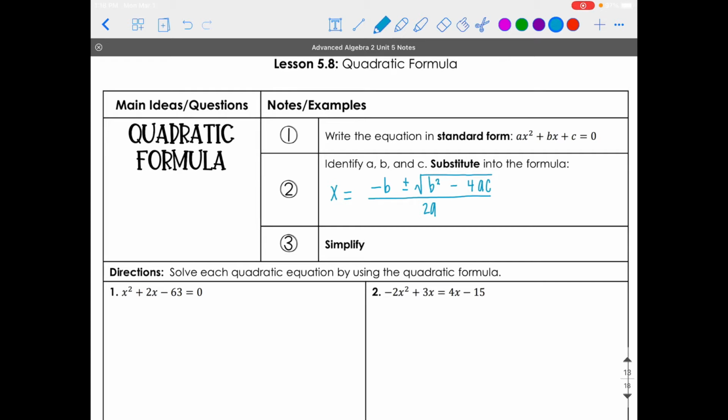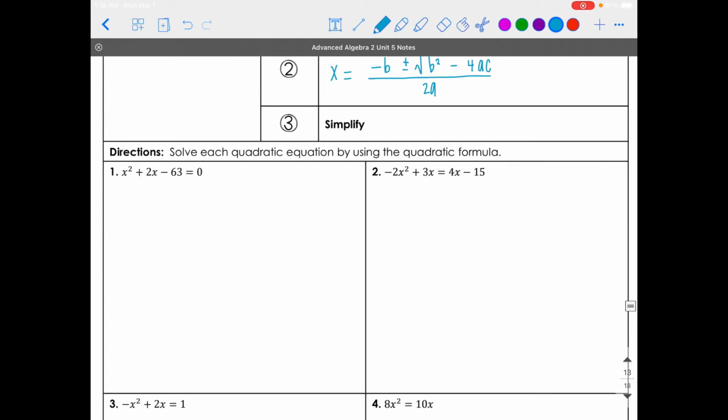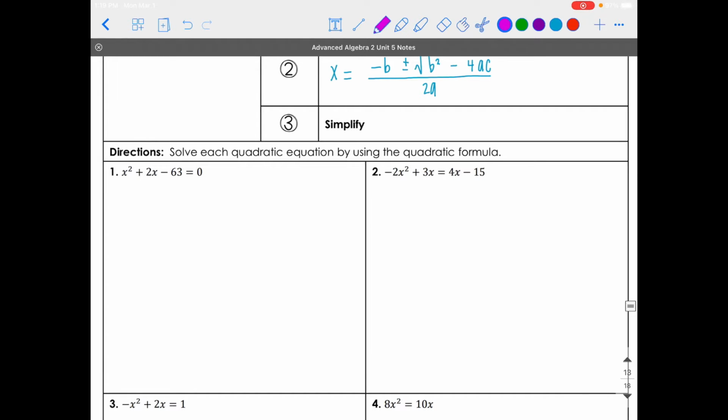I don't want you typing that whole thing into your calculator and getting a decimal answer. Sometimes you will have square roots or even imaginary numbers left in your answer. So we have to do it step by step, taking it one piece at a time.